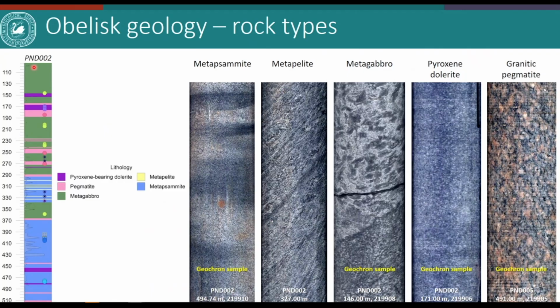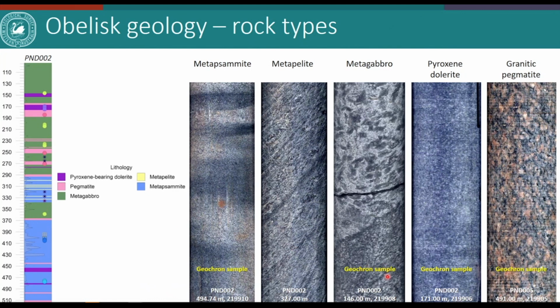On the left-hand side is a simplified diagram of one drill hole, PND 002. It shows the distribution of rock types. The earliest rock type is metasedimentary rocks, which are metasamite in blue and metapelite in yellow. And they're shown in the photos on the right-hand side. The metasamite has a granular texture, whereas the metapelite contains more micas and has a schistose texture with round porphyroblasts of cordierite. The metasedimentary rocks have been intruded by metagabbro in green.